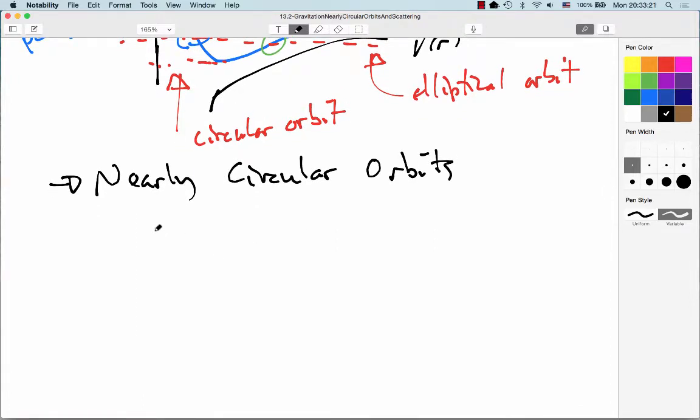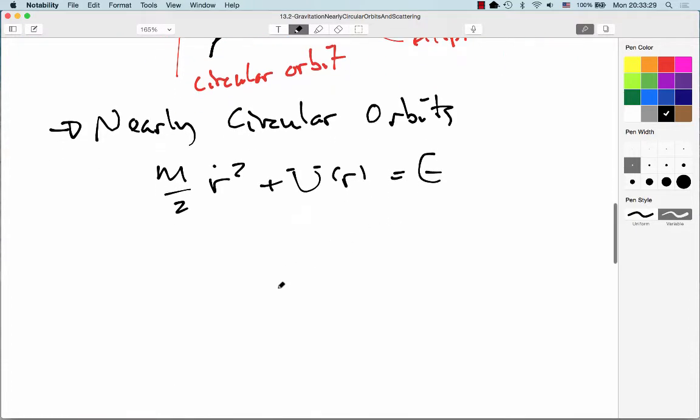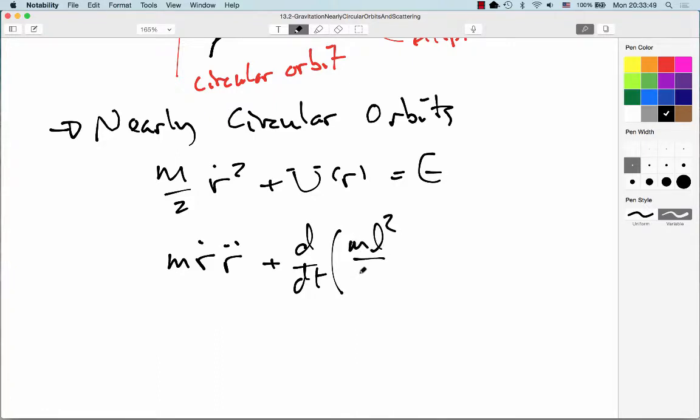So we'll go back to our radial equation there, m over 2 r dot squared plus U of r equals E. Now what I'm going to do is differentiate this with respect to time. So bring down 2, cancel a 2, great. I get m r dot, differentiate what's inside, r double dot. Differentiating my effective potential, that'll be d/dt of m l squared over 2r squared plus my V of r. And differentiating E will just give me 0.